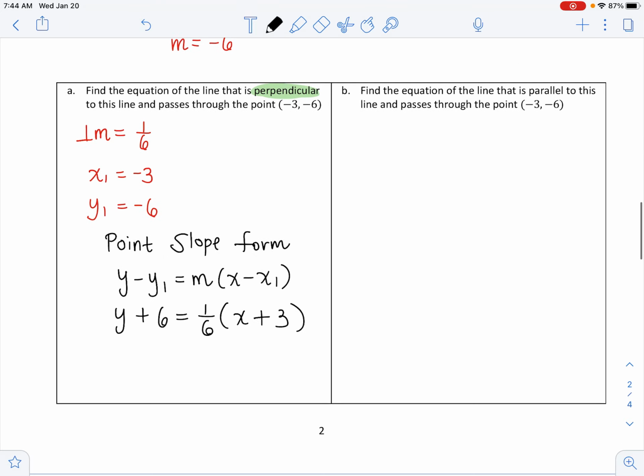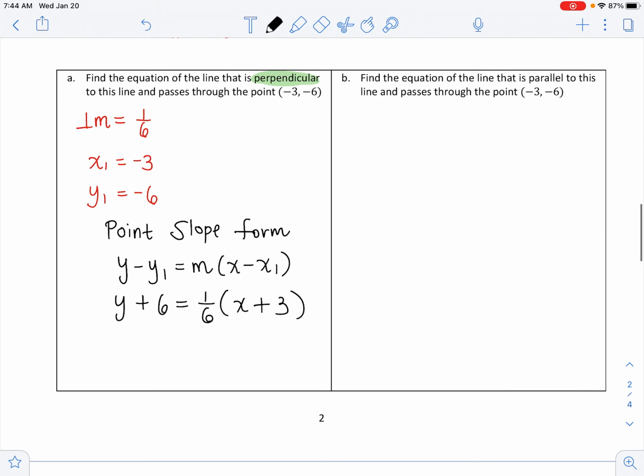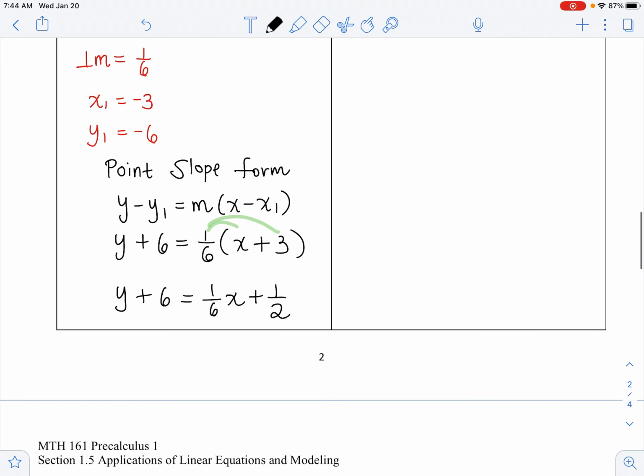I found the equation in point-slope form, but I think your homework, Alex's homework, wants you to write it in slope-intercept form. So I'll go on. That will be y plus 6 equals 1 over 6x plus, if you do 1 over 6 times 3, that will be 3 over 6. That is 1/2. So far I have 1/2 adding over there. Let's subtract 6 from both sides. Minus 6, minus 6. I get y equals 1 over 6x.